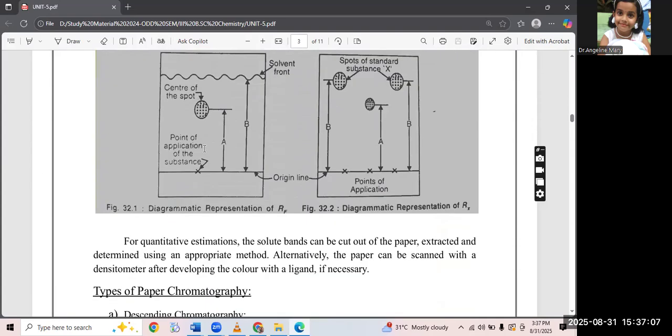See, the image shows the RF system. So this is the point. We have to take the sample in this place. We have to take the paper, and inside the paper, we have to place a small drop of the substance.